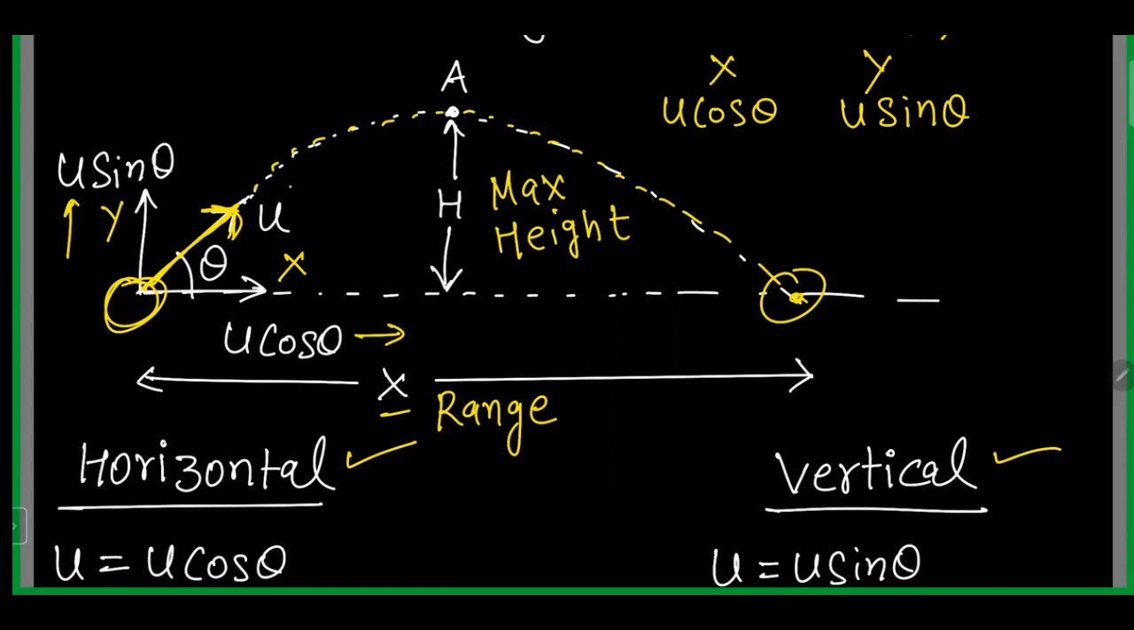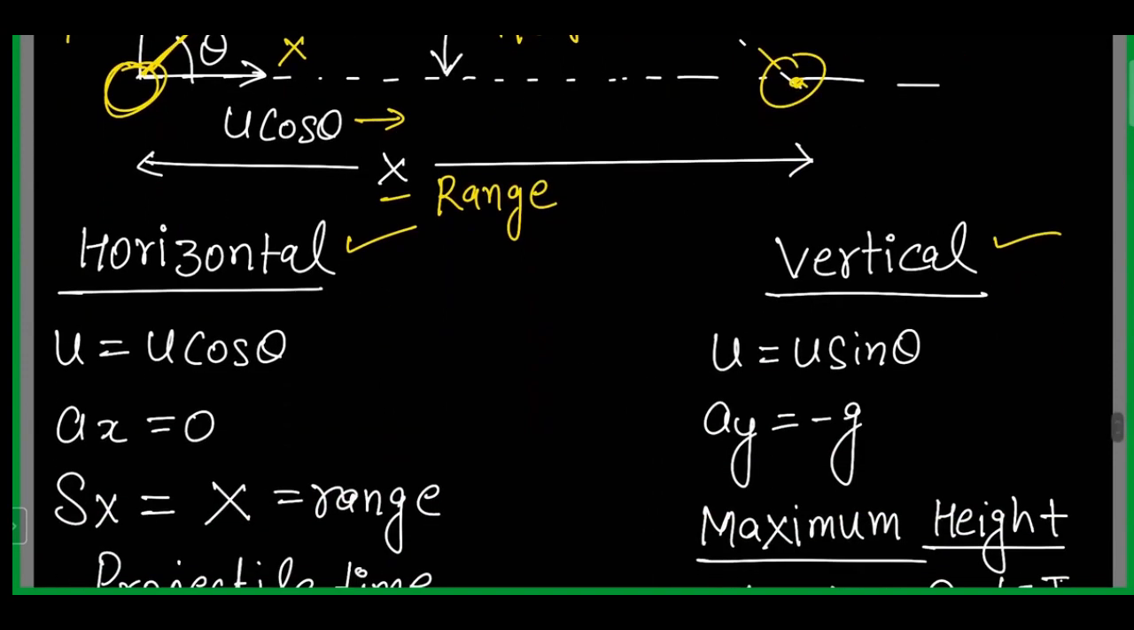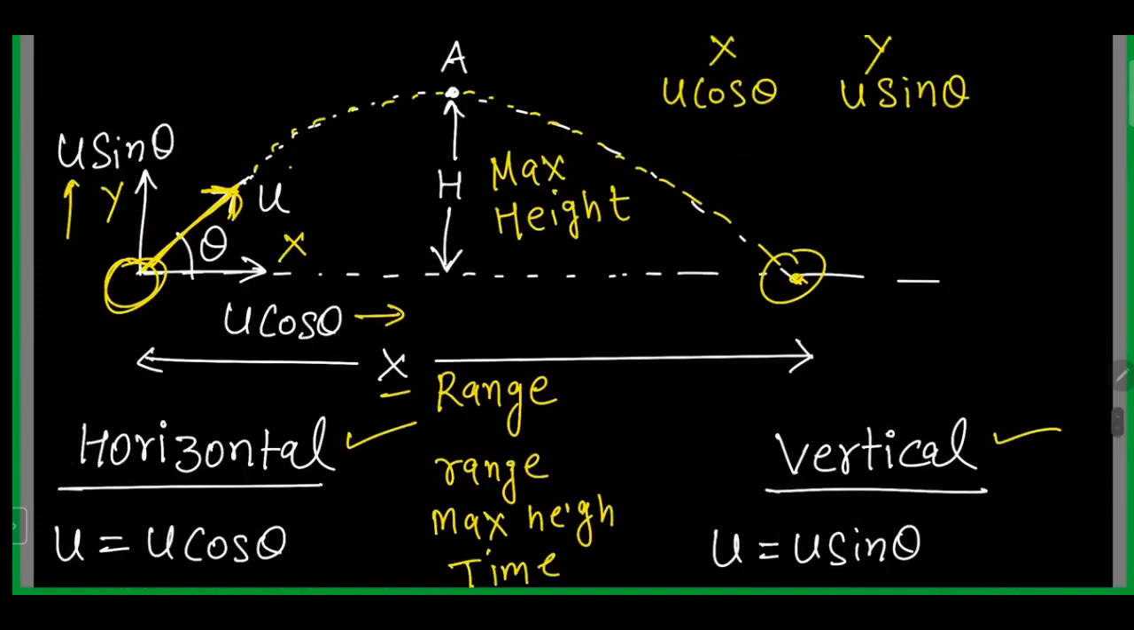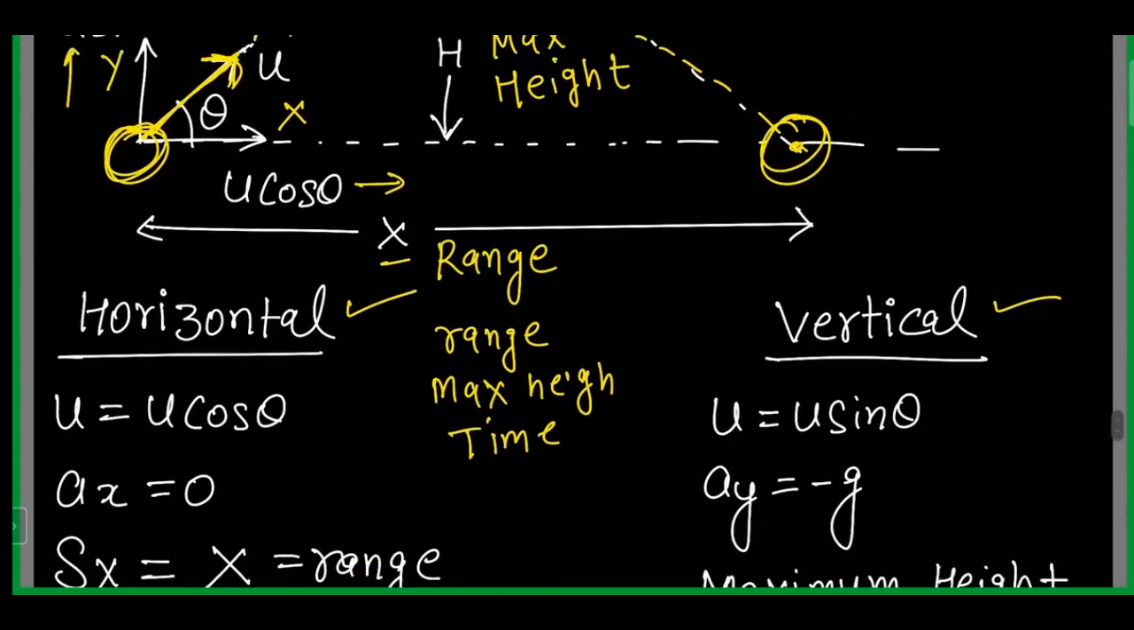Okay, so now let's discuss both the problems separately, both the equations separately. Let's apply the equations in horizontal and let's apply the equations in vertical. What is my purpose? What do I want to find? I want to find three things: what is my range, what is my maximum height, and what is my time, meaning how much time it will take for the ball to start from here and reach here. These three things I want to find. That is the reason I am using two separate equations, one horizontal and another vertical. So let's apply horizontal first.